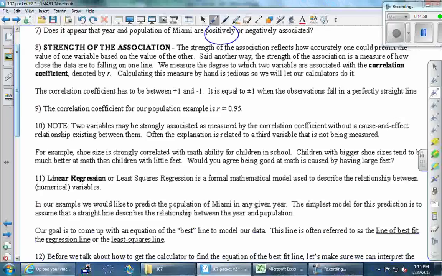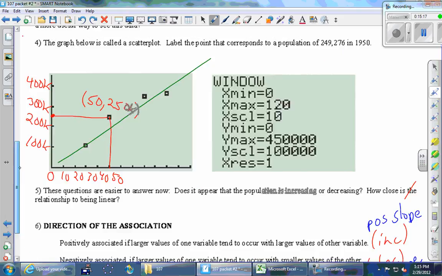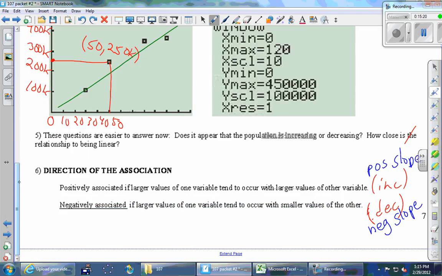And so for the population example, as Andy read, the number was 0.95. Is that strong or is that weak? That's strong. 0.95 is pretty darn close to 1. So looking at this line that I drew here, I just estimated it, but those points aren't all that far from the line. I guess I'd be happier if the number were not 0.95, but rather 0.99. That would be stronger. But anyway, that's what a 0.95 looks like.